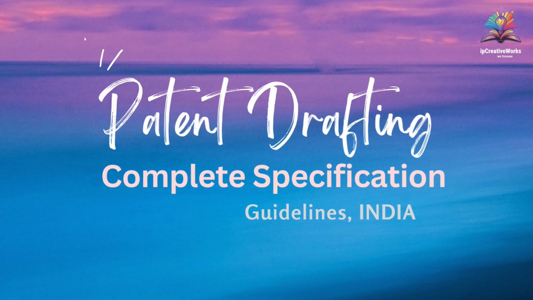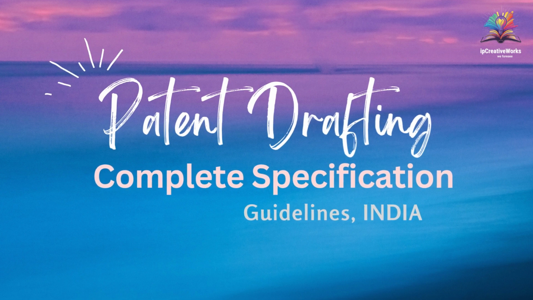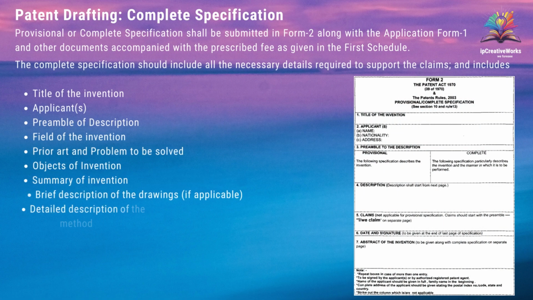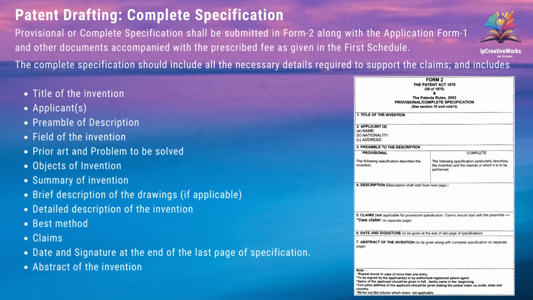Patent drafting of complete specification. Provisional or complete specification shall be submitted in Form 2 along with the application Form 1 and other documents accompanied with the prescribed fee as given in the first schedule.